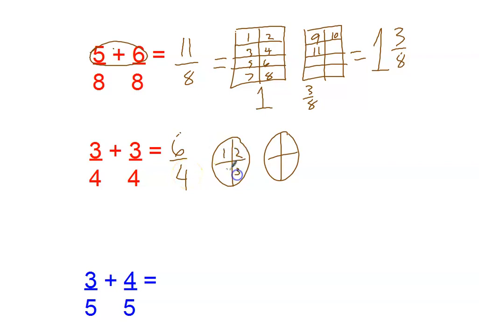So 1, 2, 3, 4, 5, 6. So that equals 1 whole one and 2/4, which is the same as 1 1/2. Down here, 3/5 plus 4/5 is 7/5.